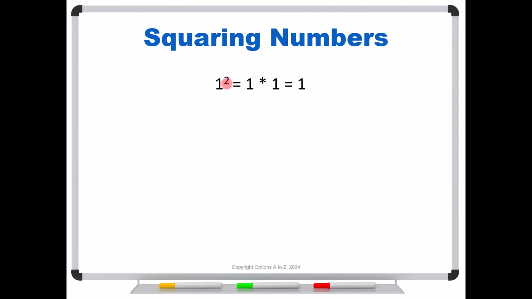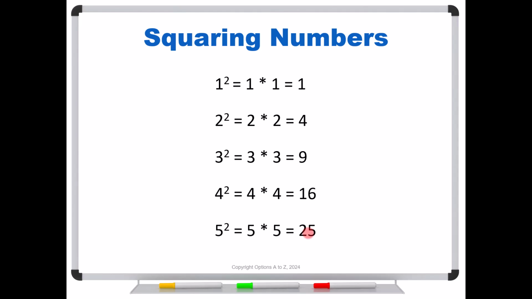So if we take 1 squared, and we represent that by raising it to this superscript 2, all that means is take 1 times itself. This little raised number tells us how many times we're multiplying it by itself. So because that number is 2, it just says multiply by itself twice. 1 times 1 is 1. What if we had 2 squared? Well, 2 squared is 2 times 2, which of course is 4. So 2 squared is 4. 3 squared is going to be 3 times 3 or 9. 4 squared is 16. 5 squared is 25, and so on.